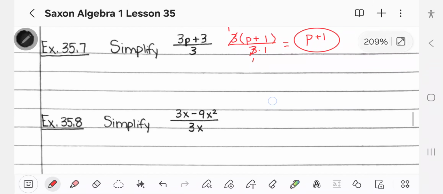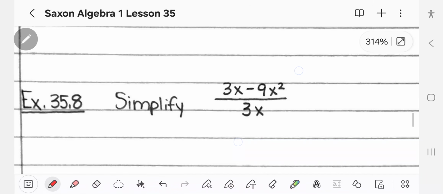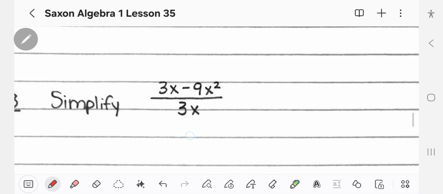Let's look at example 35-8. Oof, we do not have a multiplication in that numerator. We've got two terms and it's not listed as factors. So we can factor it. Let's factor it. What do they both have in common? Let's look for a GCF. Looks like they have a 3 in common. And it looks like they have an x in common.